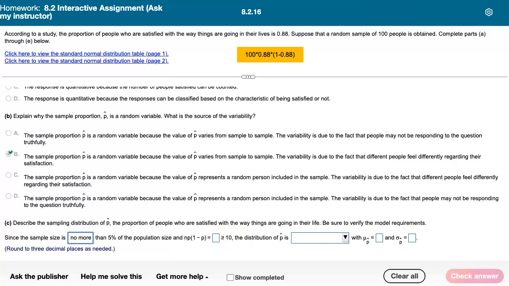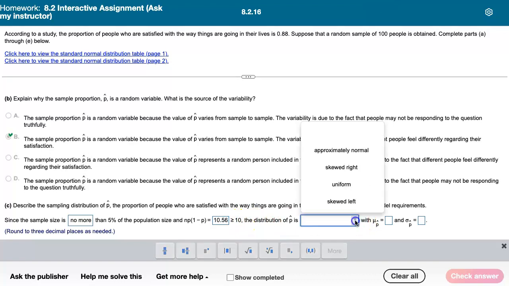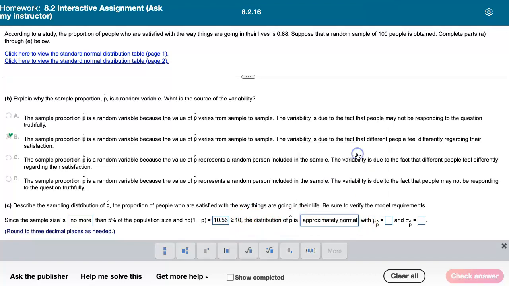This is what I would type into my calculator to perform that calculation, and I get 10.56. Now, because this criteria has been met, I can safely say that the distribution of p hat is approximately normal. We have formulas to calculate mu of p hat and sigma of p hat. Mu of p hat is pretty simple. This is the same as the proportion. In this case, this is going to be 0.88.